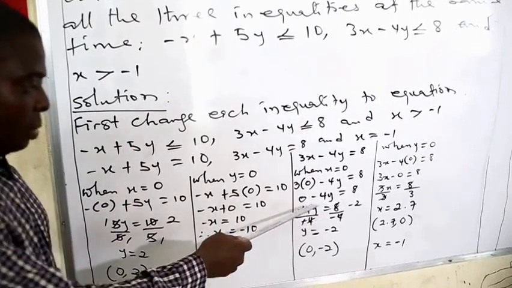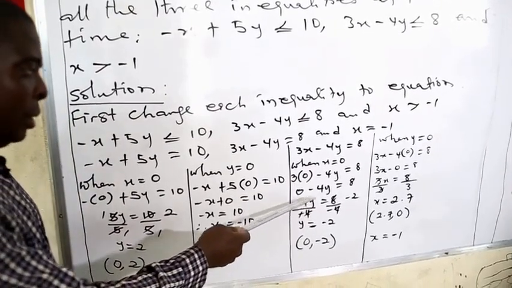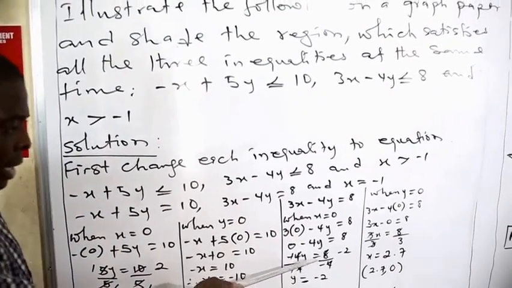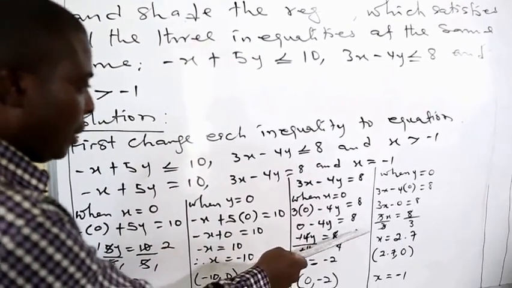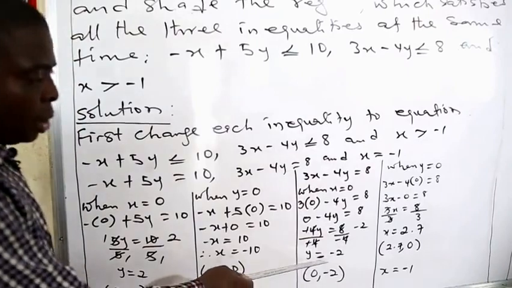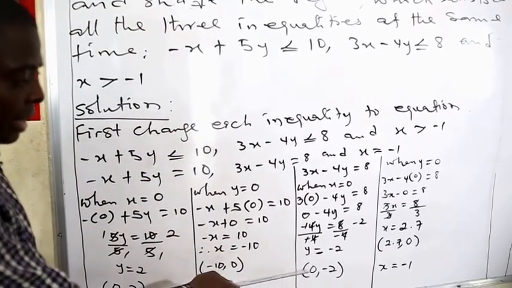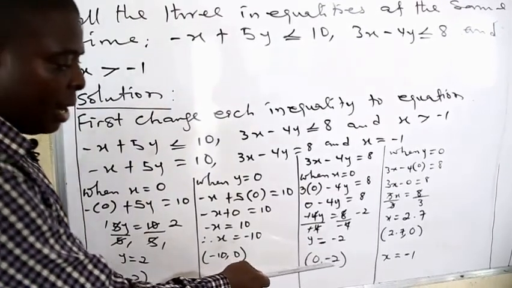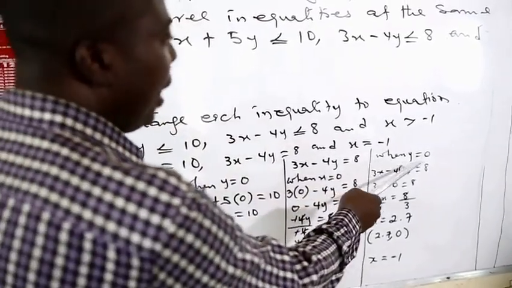So to get the value of y, I will divide both sides by the coefficient of y, which is minus 4. Minus 4 divides minus 4 will give us 1, and it is equal to 8 divided by minus 4. That gives us minus 2. So y is equal to minus 2, which means at this particular point, the value of x is 0, while the corresponding value of y is minus 2.